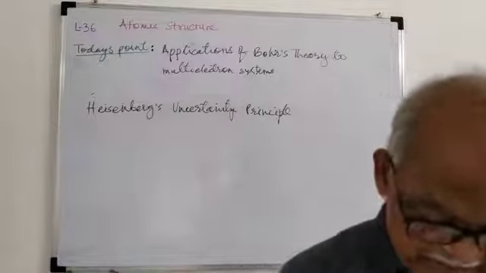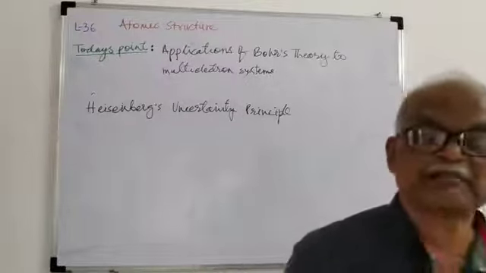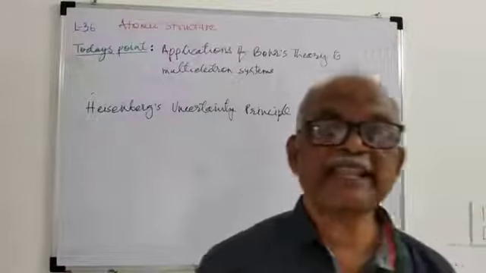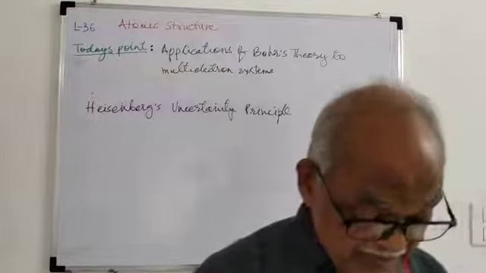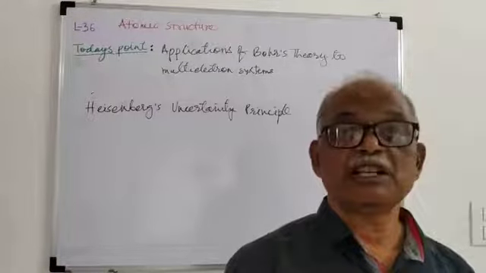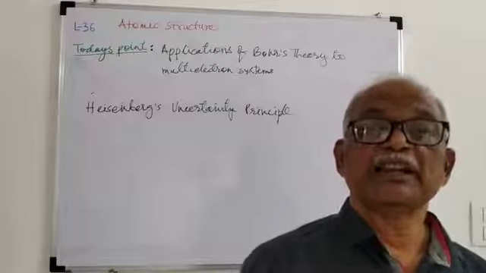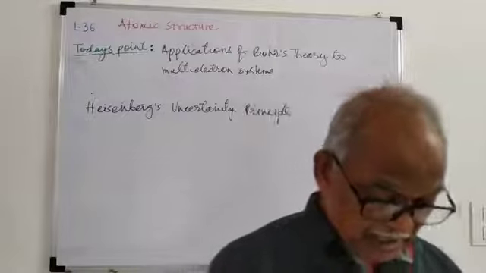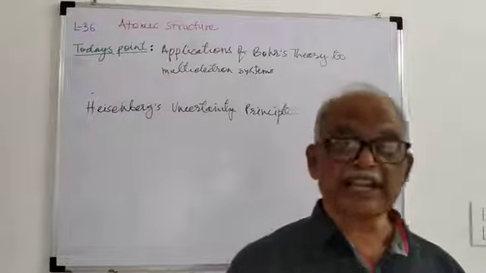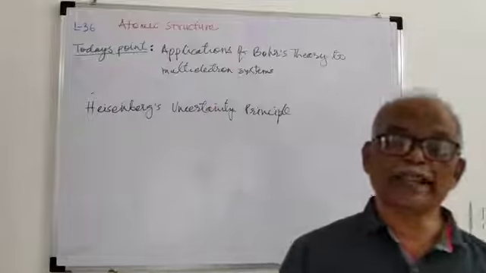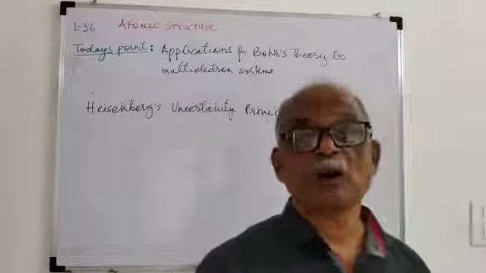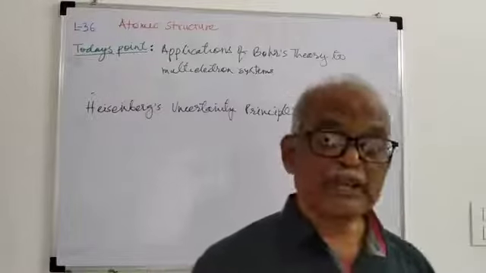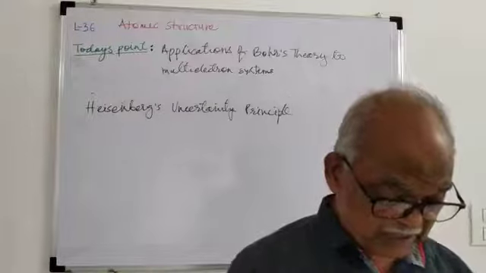Heisenberg's uncertainty principle. What is this uncertainty principle? It states that there is a relationship between the inherent uncertainties in the location and momentum of an electron in a moving particle, or in the moving electron.